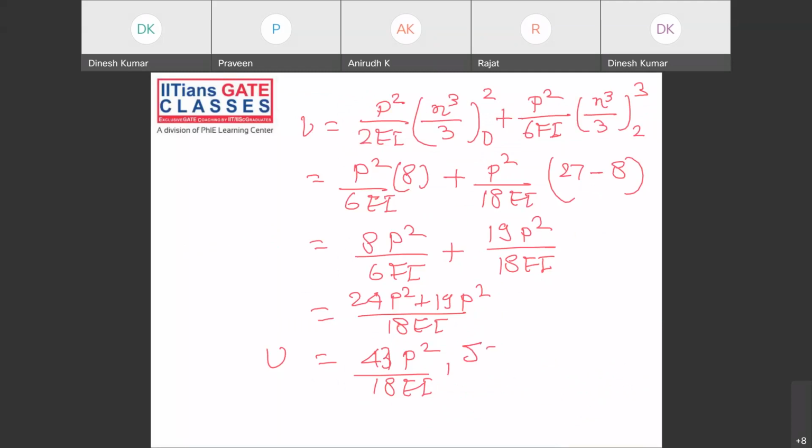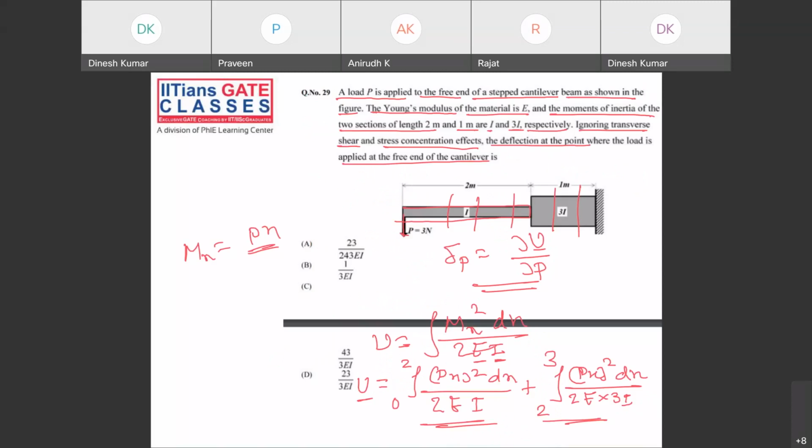Now if I find delta, it is dou U by dou P. So from here, it will come as 43P upon 9EI. Now P is given as 3 Newton. So this will be 43 into 3 upon 9EI. So delta will be nothing but 43 upon 3EI. So what is the correct answer, guys? C is the correct answer.